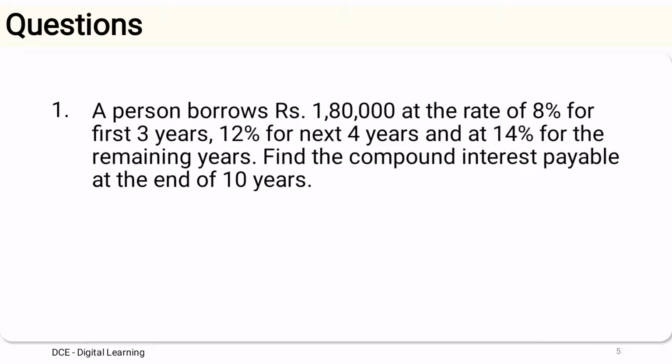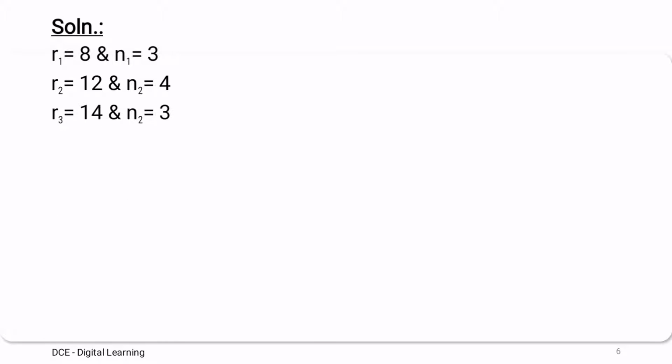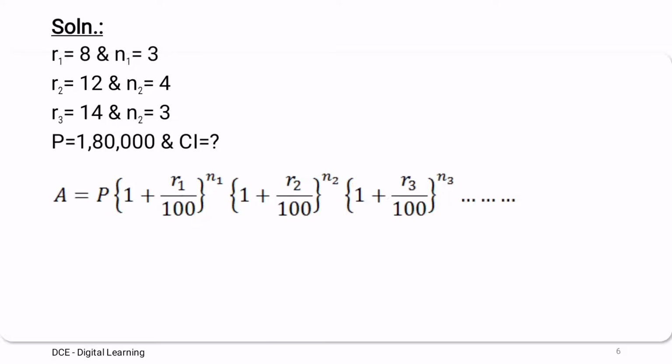The rate of interest was 8% for the initial 3 years. Then it was 12% for the next 4 years. And it is 14% for the remaining years. Remaining years means totally 10 years minus 3 years minus 4 years. That is 3 years. So the rate of interest is 8% for 3 years, 12% for 4 years, and 14% for 3 years. So they have given R1 as 8% and N1 as 3 years, R2 as 12% and N2 as 4 years, R3 as 14% and N3 as 3 years. Principal is 1,80,000 and we have to compute the compound interest.